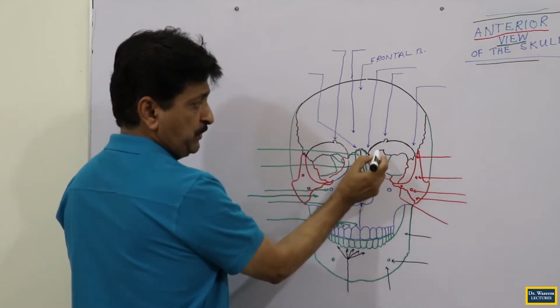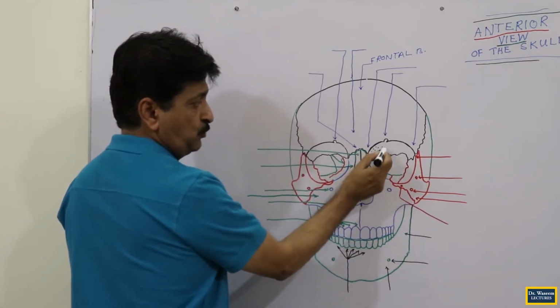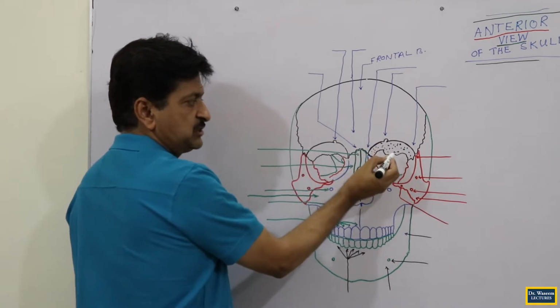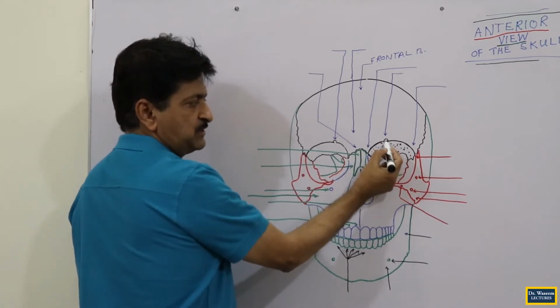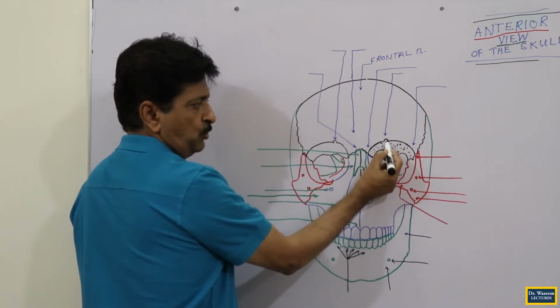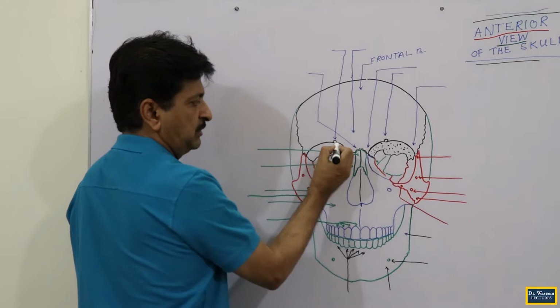And this will not just be forming the orbital margin, it will be forming the roof of the orbit also. This we will discuss in the bony orbit. And here in the orbital margin, you will see there is a foramen. Sometimes there is a bridge of bone that is broken here, and it will look like a notch. You can consider it like a foramen.